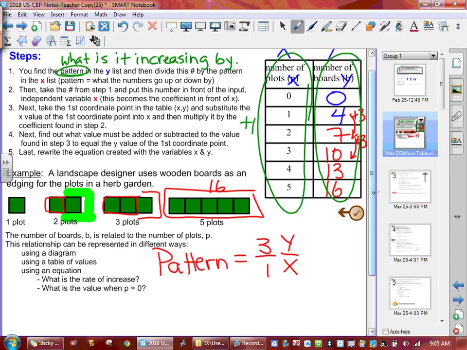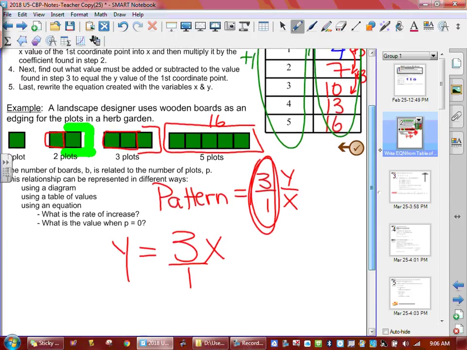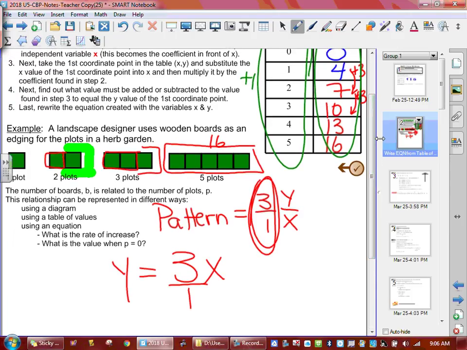Now we're at step 2. It says take the number from step 1 and put this number in front of the variable X. So this pattern number, 3, is going to go in front of the X letter. I'm going to have something looking like this. We're going to have Y equals 3X, because it'd be 3 over 1, and 3 over 1 has to sit in front of the X.